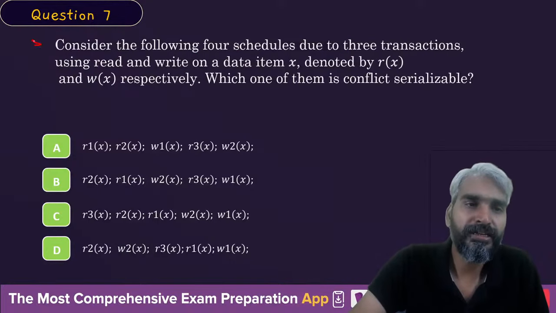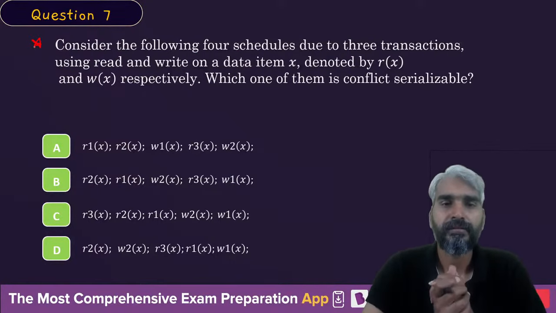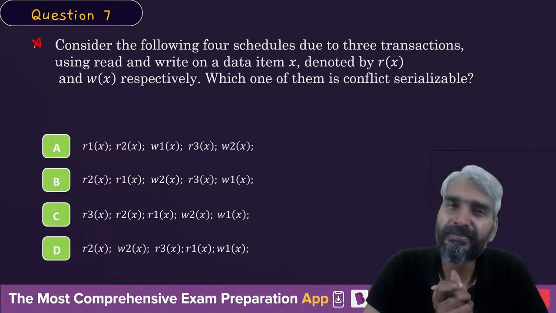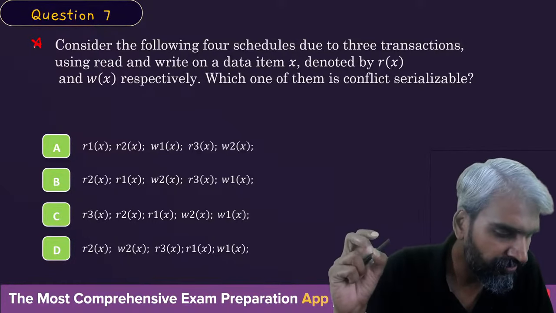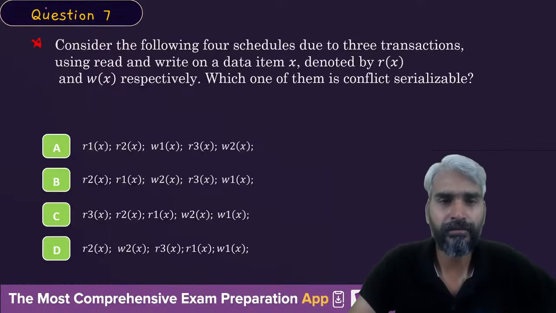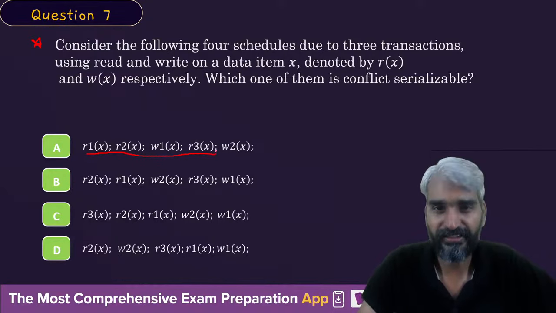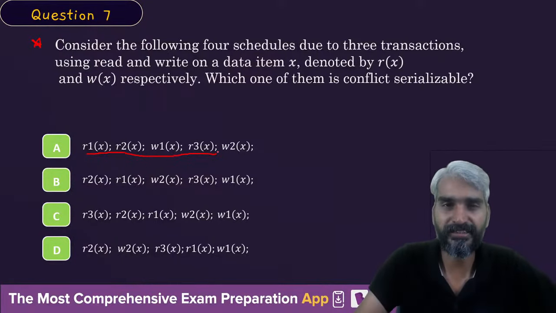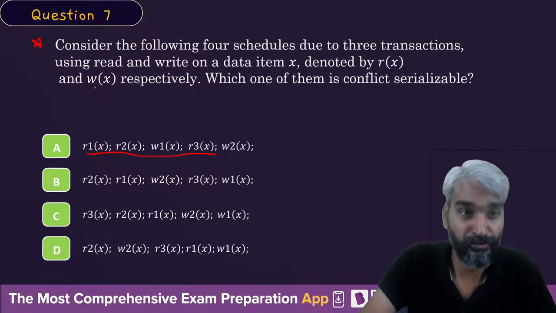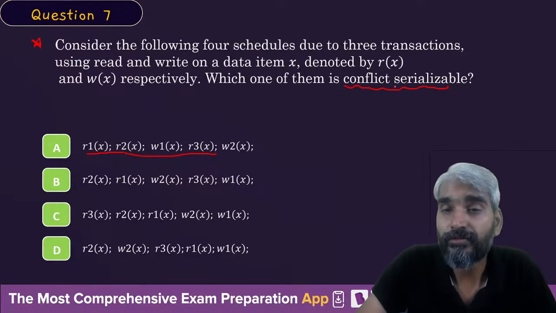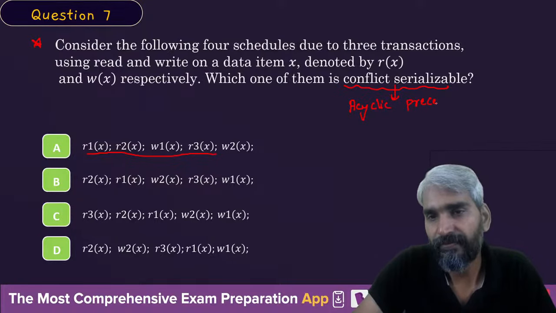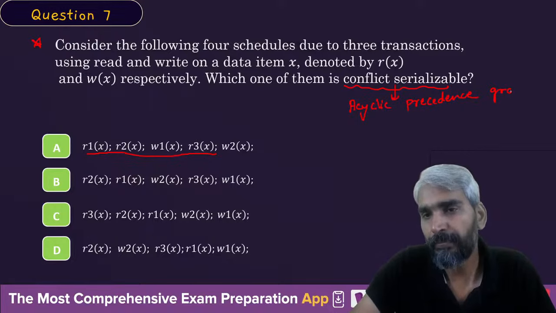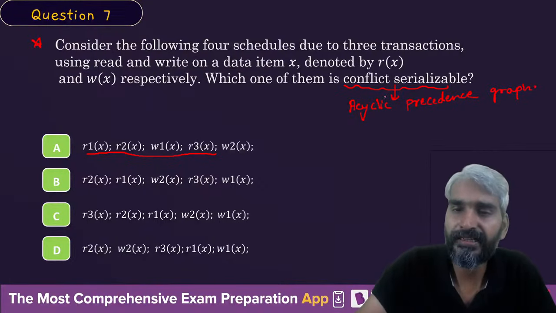One question is related to this. How do we check conflict serializability for a schedule? We were just discussing relations in the previous question, so everything is related to relations only. So how do we check conflict serializability? We check the precedence graph. If your precedence graph is acyclic, then it is a conflict serializable schedule.